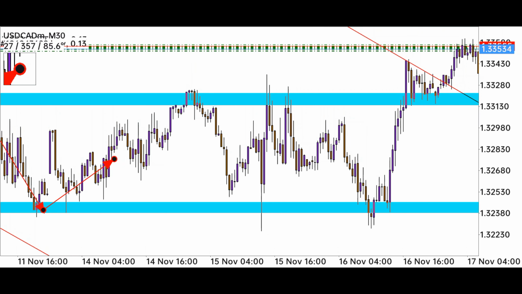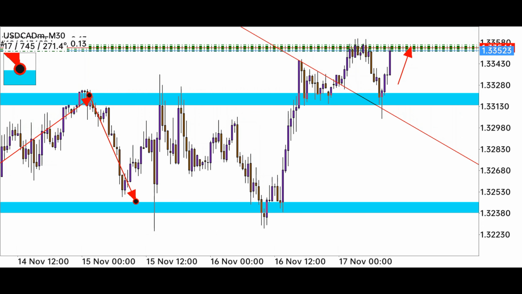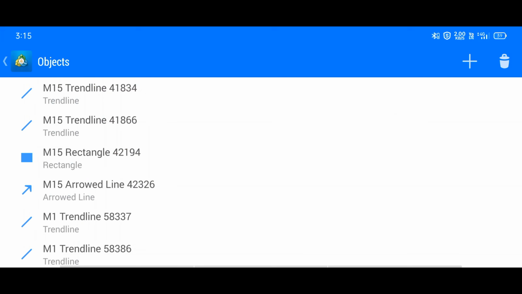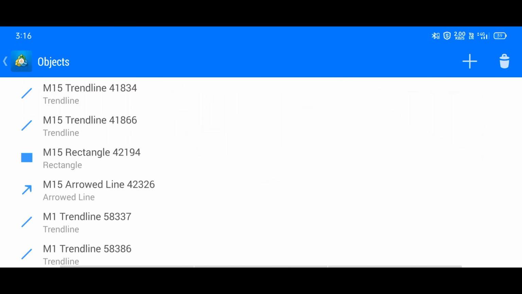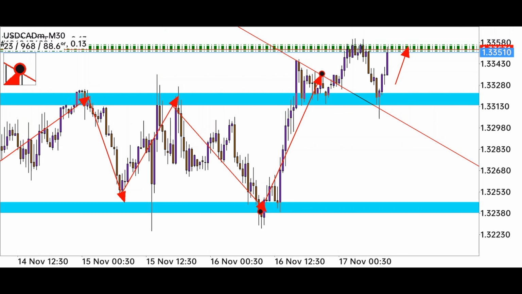It took support from here and went up, where we had a strong support resistance level. Going up, it took resistance and came down, where we again saw support. Then the market took support at the same level and reversed. It came down again with resistance from here to the strong support level. Finally the market took support and went up to where our trend line was.